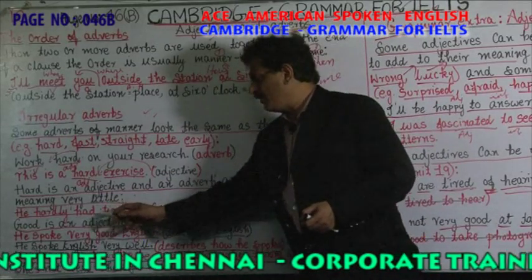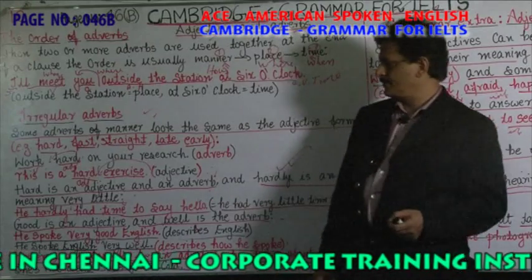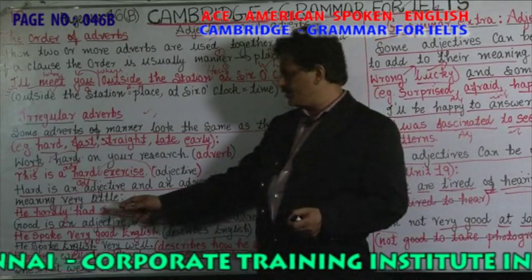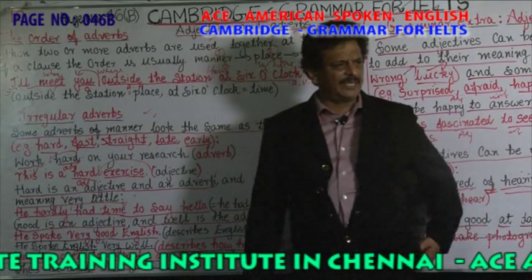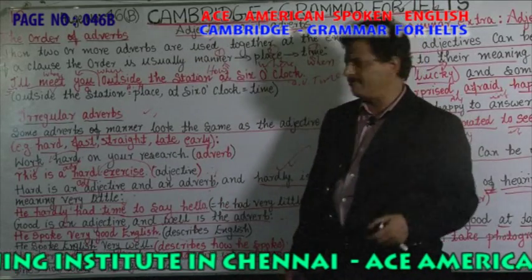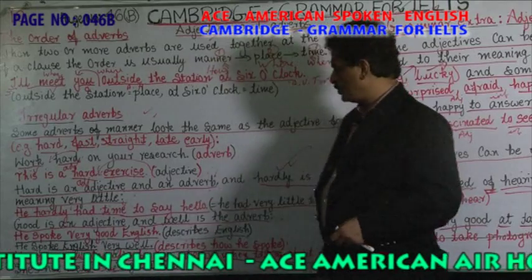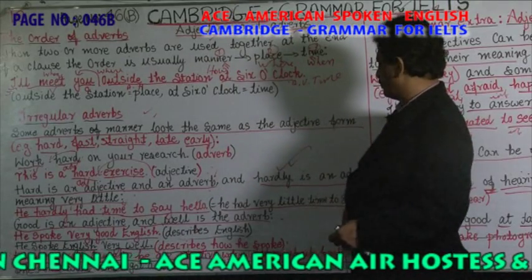This hardly modifies what? This hardly modifies which verb? Have. He hardly had. Have is an action verb. He doesn't have. So hardly had time to say hello. He had very little time to say hello.